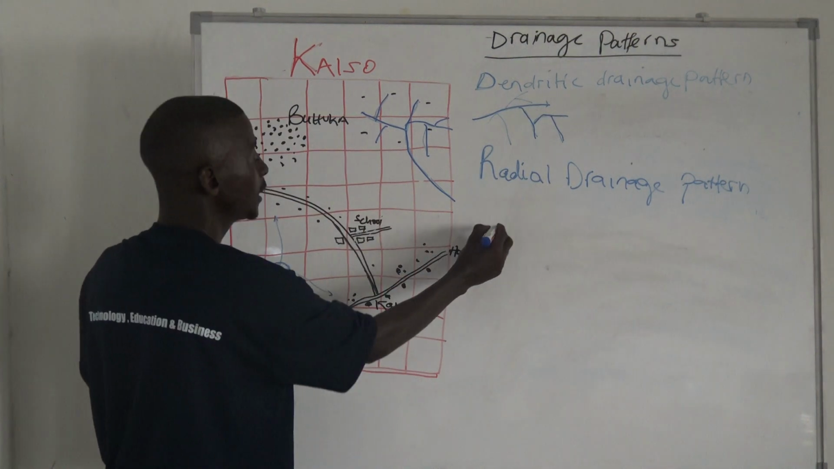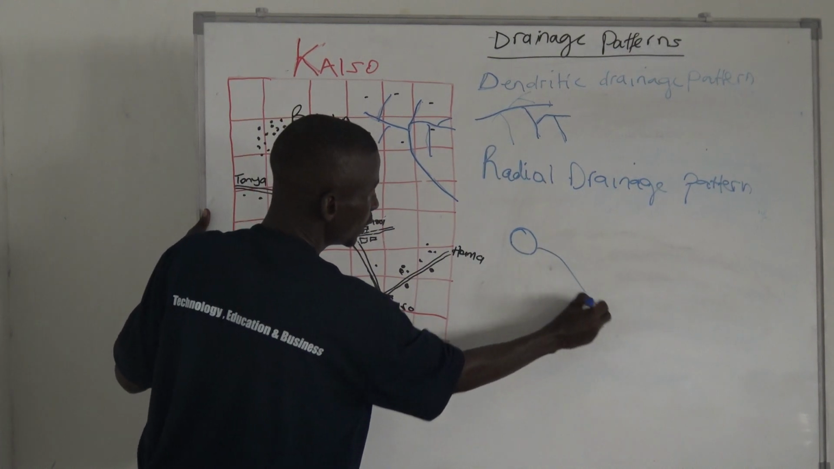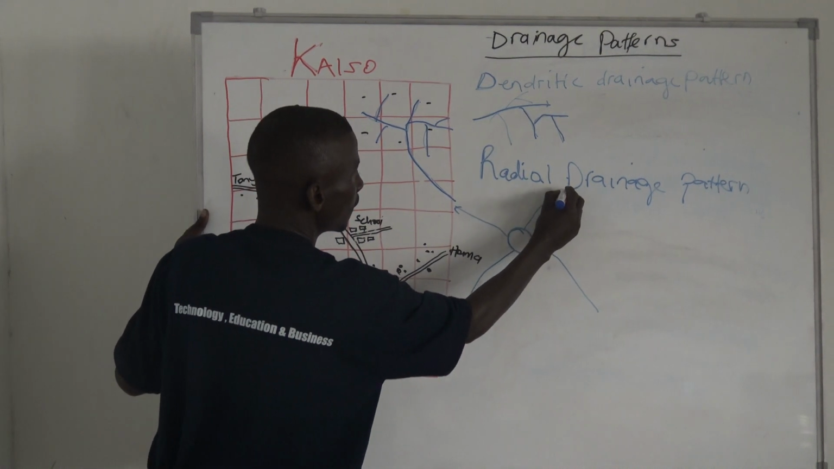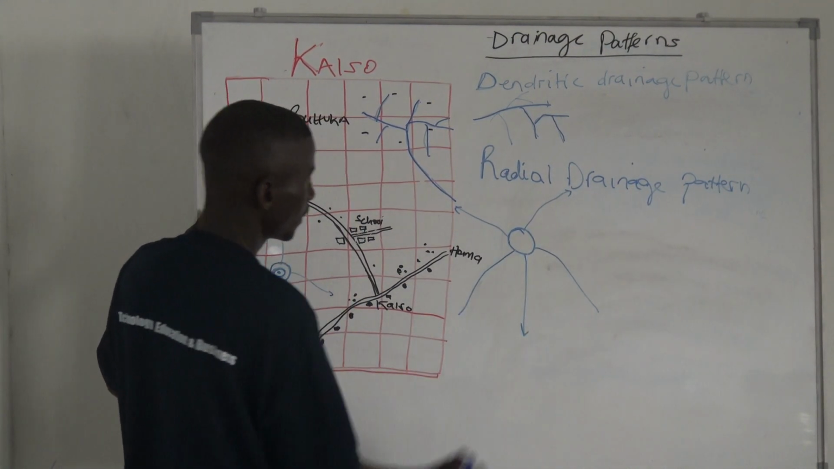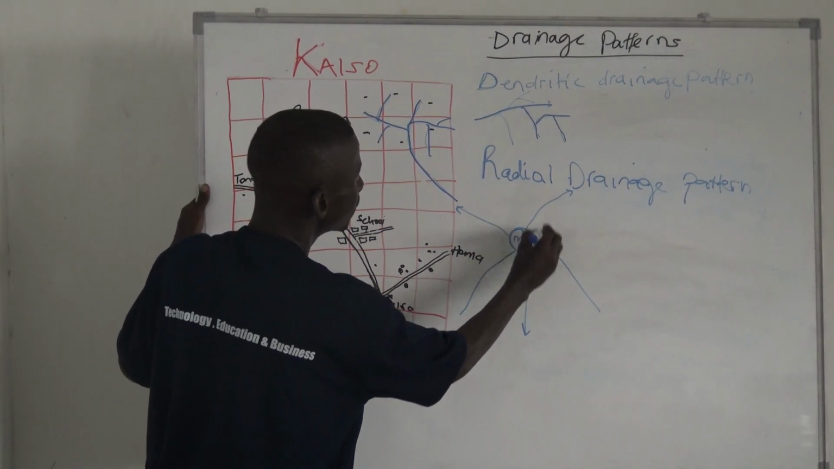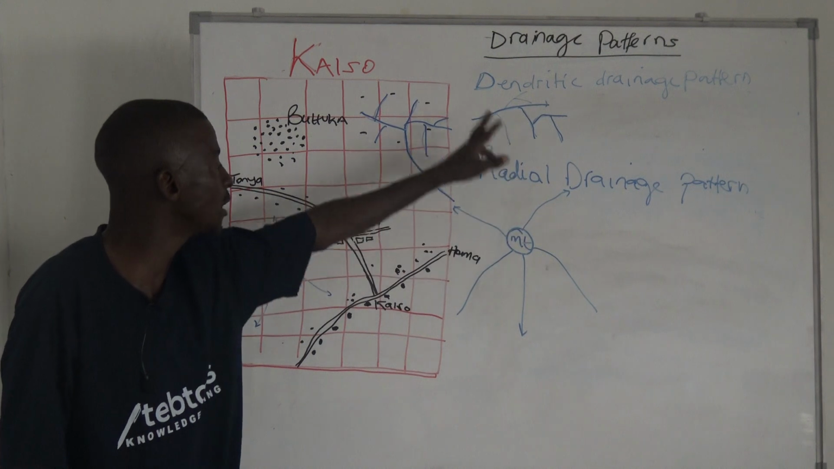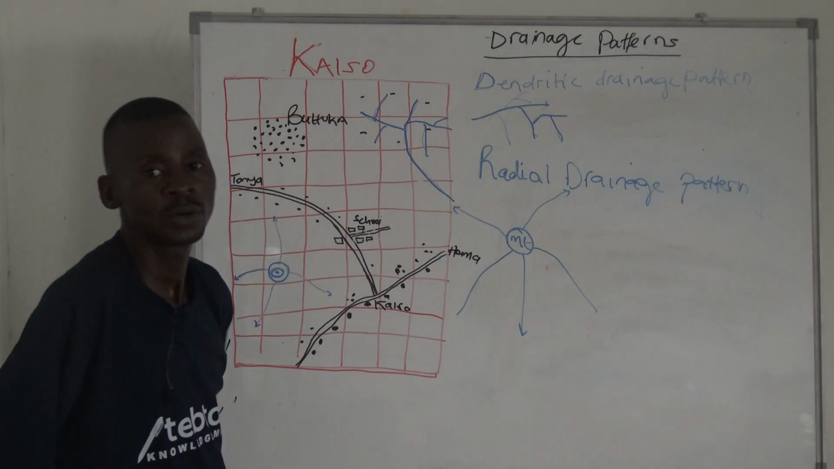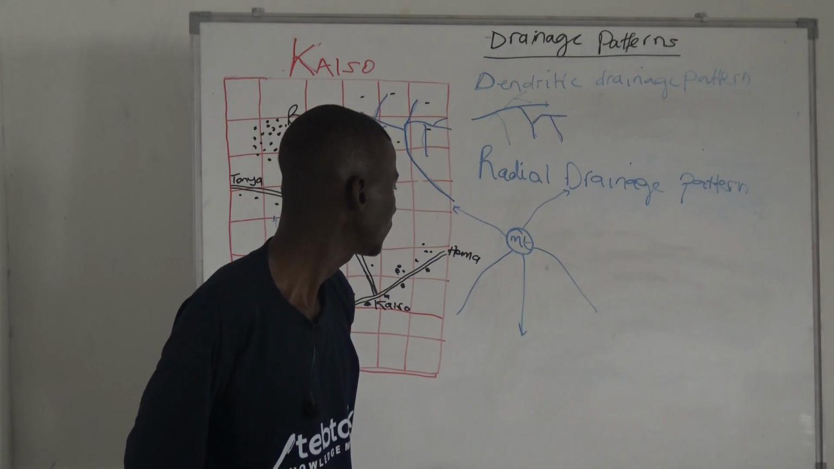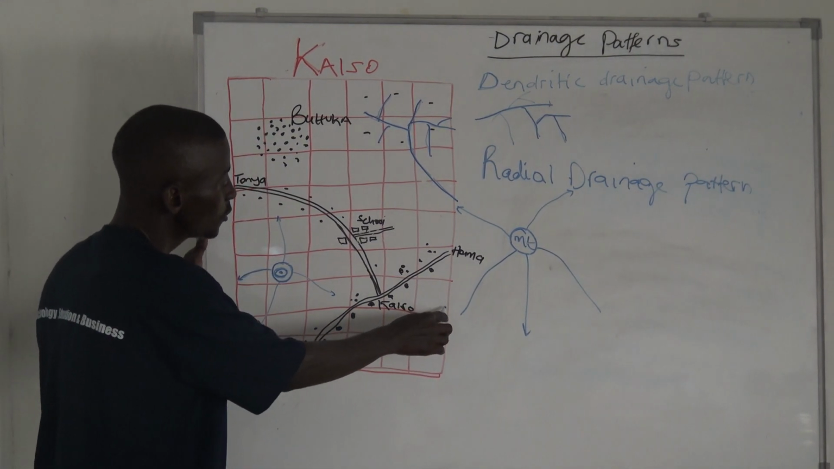For radial drainage pattern, rivers originate from one central point outwards. So they originate maybe from a mountain or a hill. So such rivers which display this type of drainage pattern in map work, we call that one radial drainage pattern. We are clear? So apart from radial and dendritic drainage patterns, there are those drainage patterns we call parallel.